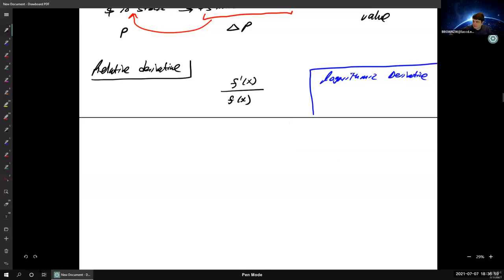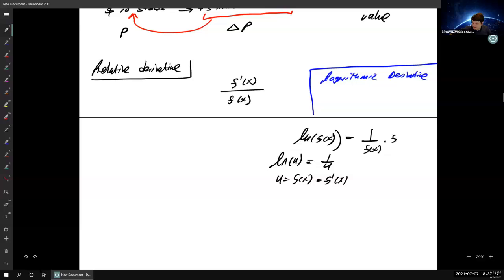Which is, it says, we're going to take the derivative of ln of f of x. If we think about this as a chain rule, the outer function would be ln of u, and the inner function would be just f of x. This would be 1 over u, and this would just have a derivative of f prime. So it would be 1 over f of x times f prime of x.